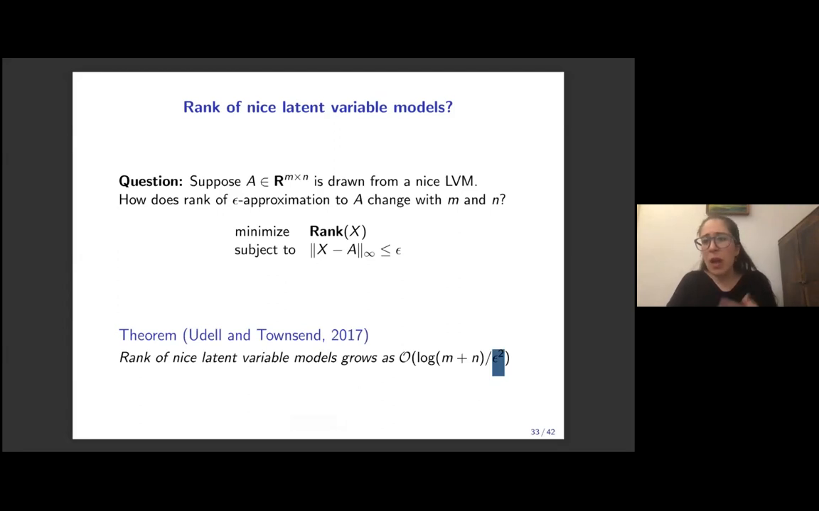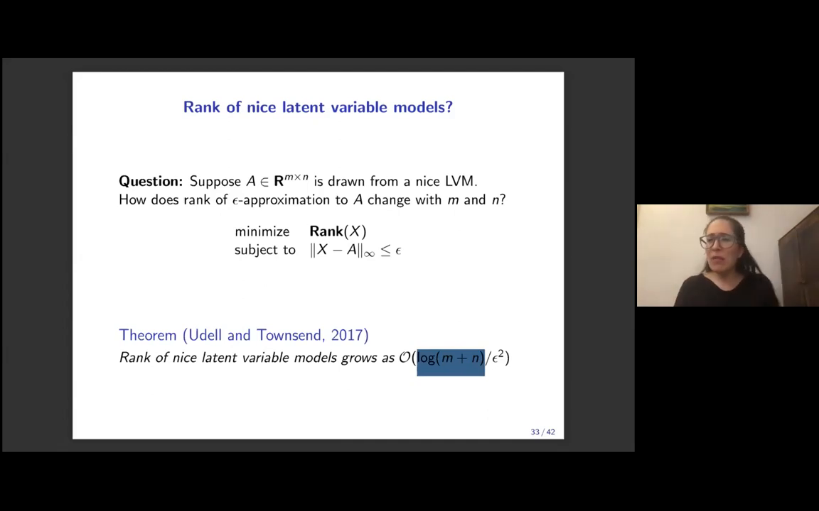That means if I want epsilon equals 0.1, no problem. If I want epsilon equals 0.001, then get out of town. The rank's going to be really high. But this is really interesting: log of m plus n.